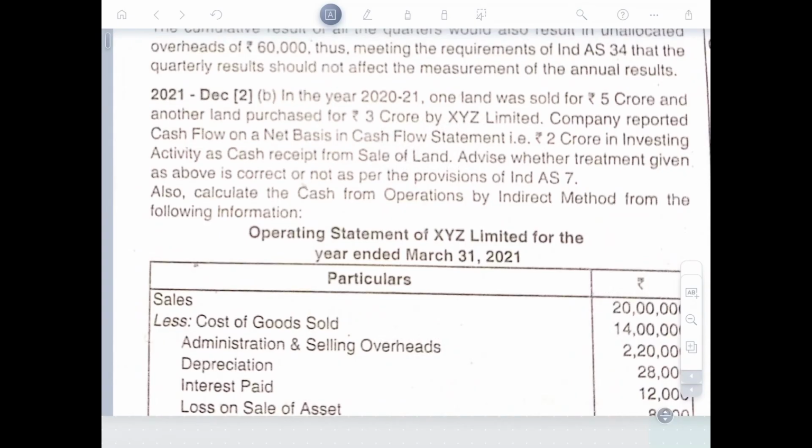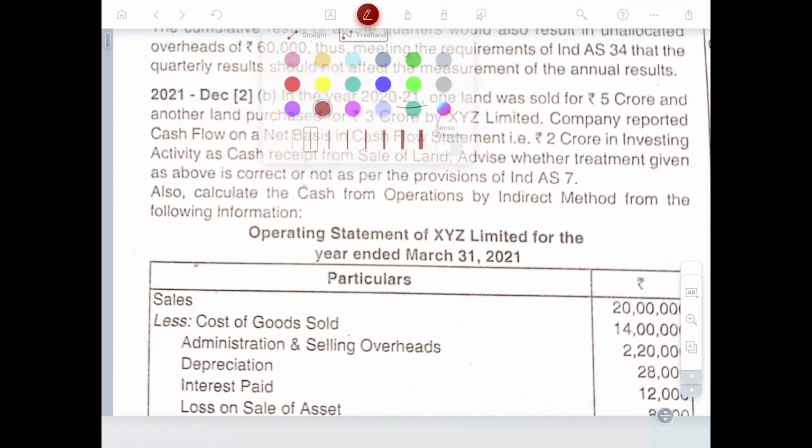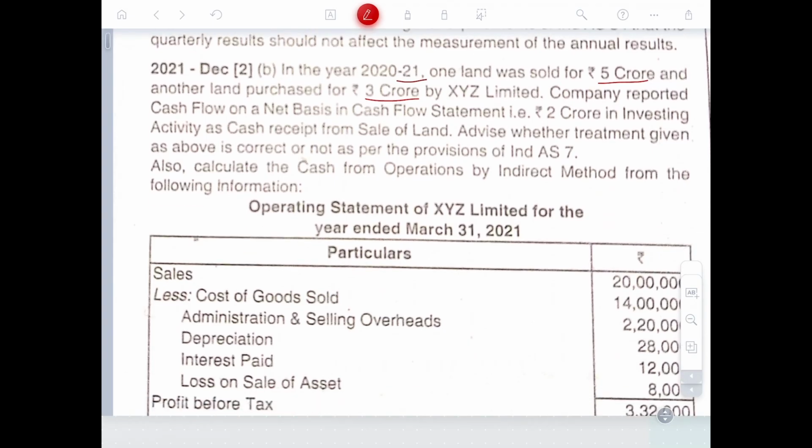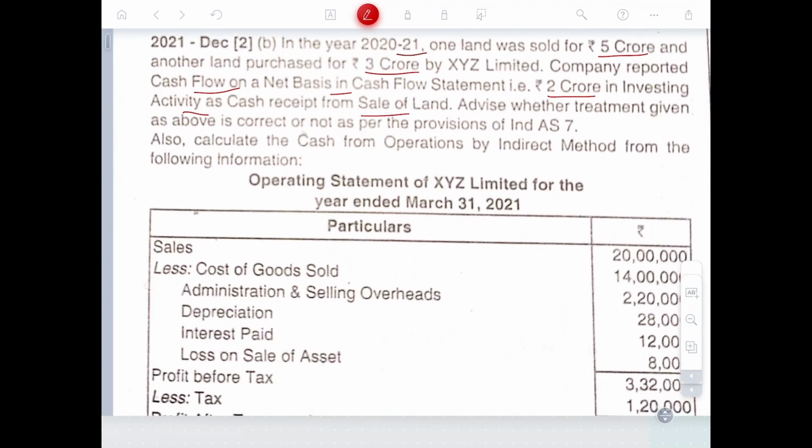In the year 2021, land was sold for 5 crores and another land was purchased for 3 crores. So 5 crores and 3 crores. The company reported cash flow on a net basis, and 2 crores is shown in investing activity from the sale of land. Advise whether the treatment given above is correct or not on the provision of Ind AS 7.